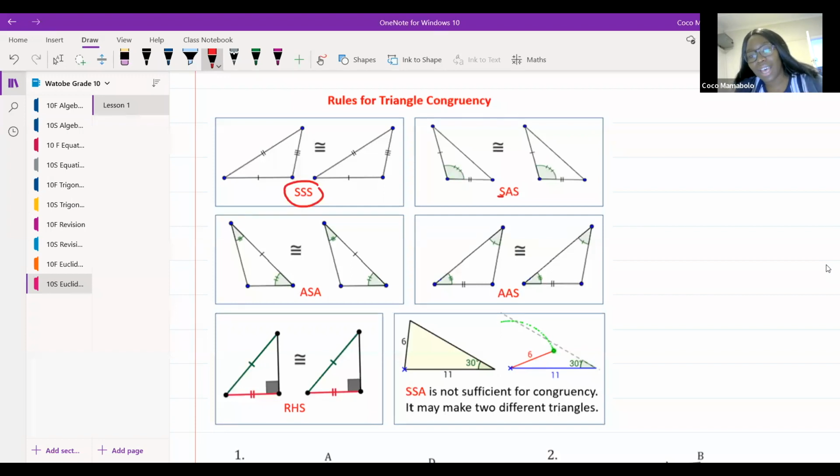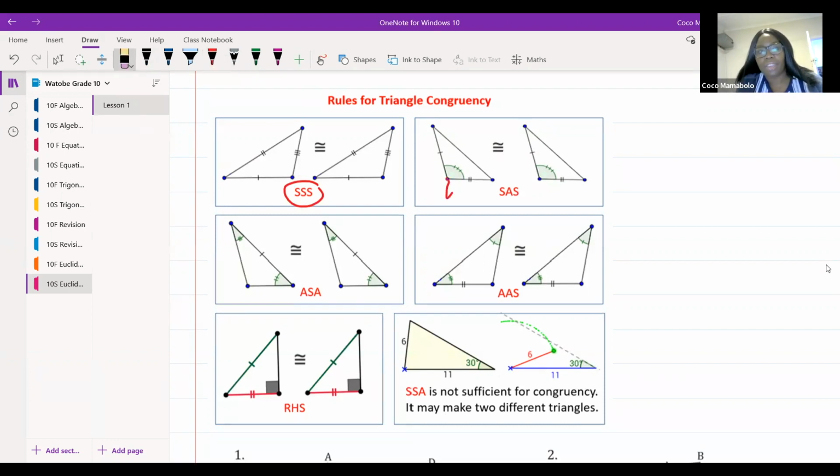I've got a side and a side and an angle in between. So what this is actually telling me is if I want to do side angle side, I need to find two sides with an included angle. The angle must be in between my two sides.